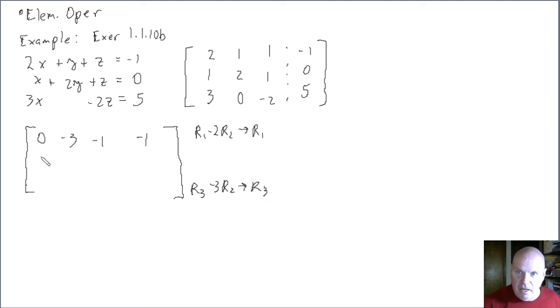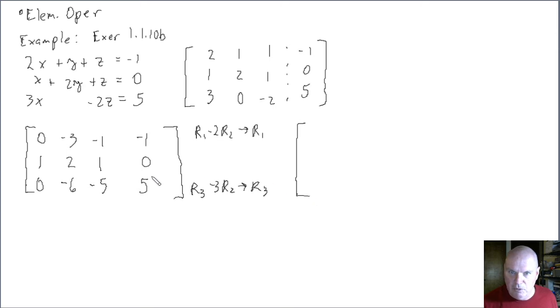I'm just going to copy down row 2: 1, 2, 1, 0. I did that because I see there's a leading 1 here, and there's a 3 in row 3. So if I subtract 3 times this row, it'll give me a leading 0 here. Then I'll have 0 minus 3 times 2, which gives me minus 6. Minus 2 minus 3 times 1 gives me minus 5. And with the constant term, I'll have 5 minus 3 times 0, which results in 5. So this is the next form of the augmented matrix.